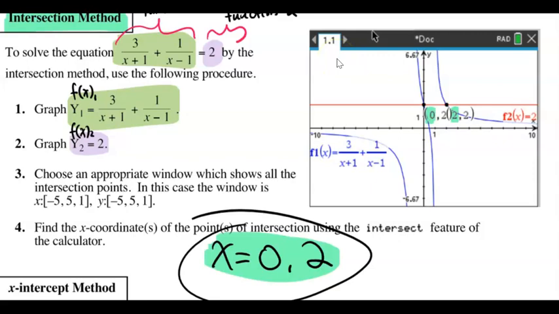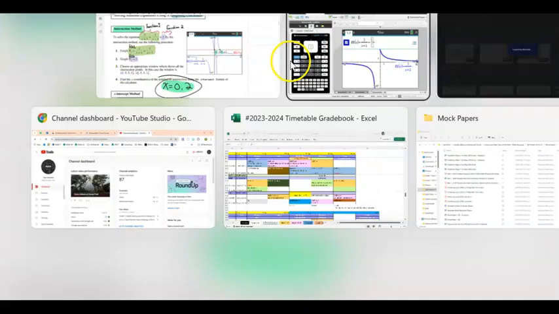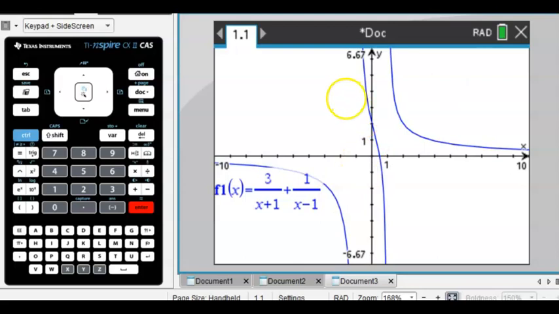And my fraction I'm adding is 1 over x minus 1, 1 over x minus 1. Okay, so just make sure you do that. If your plus 1 and minus 1 are outside of these brackets, for example, it looks like that, you're going to get a completely different equation. And here's my first graph.